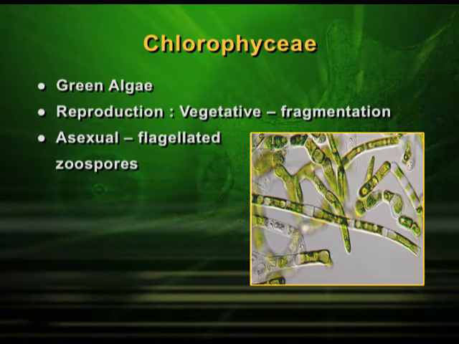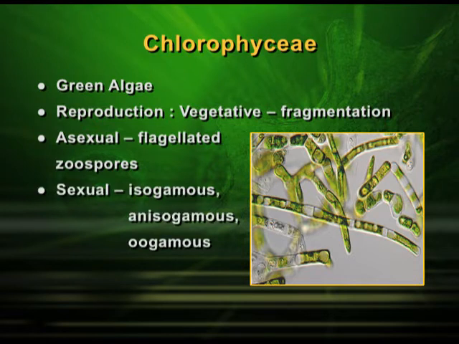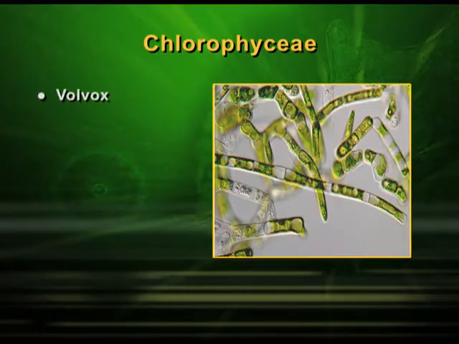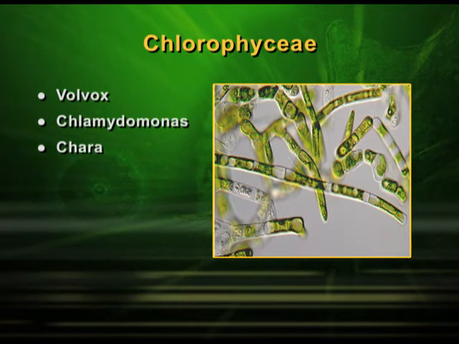Asexual reproduction is possible by production of zoospores which are flagellated. If a zoospore is flagellated, that means it is motile. So, we can say that asexual reproduction is by motile zoospores. And sexual reproduction in some species is isogamous, in some species anisogamous, or in some other species oogamous. Good examples of class Chlorophyceae are Volvox, Chlamydomonas, Chara, Spirogyra and Ulothrix.